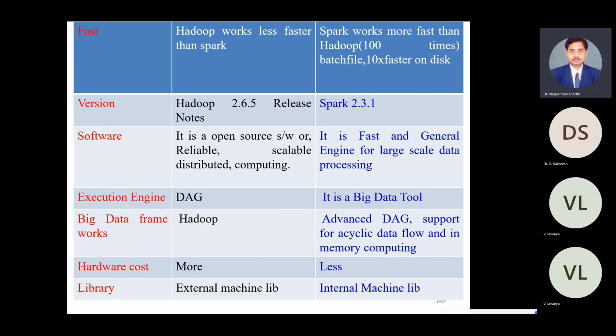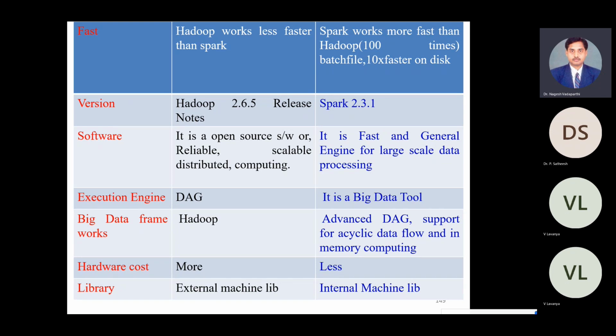Software is a parameter. Hadoop is open source software for reliable, scalable, distributed computing, whereas Spark is a fast and general engine for large scale data processing. As for the execution engine, Hadoop uses a directed acyclic graph, a tree based structure. One by one, tasks will be executed, at a time in parallel.